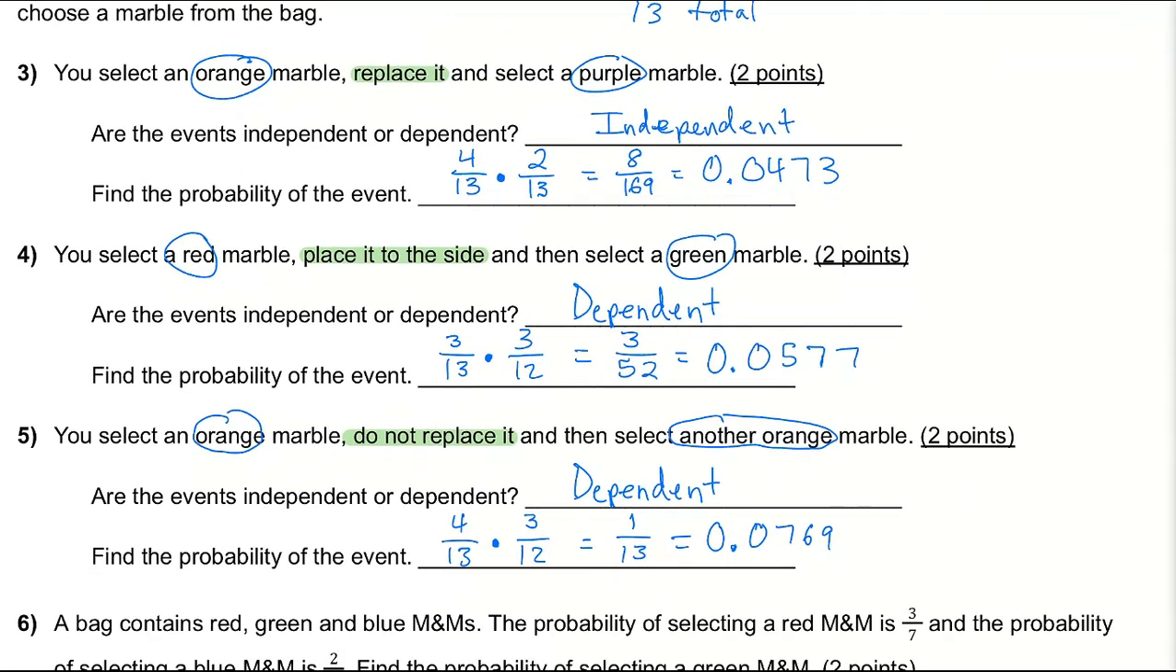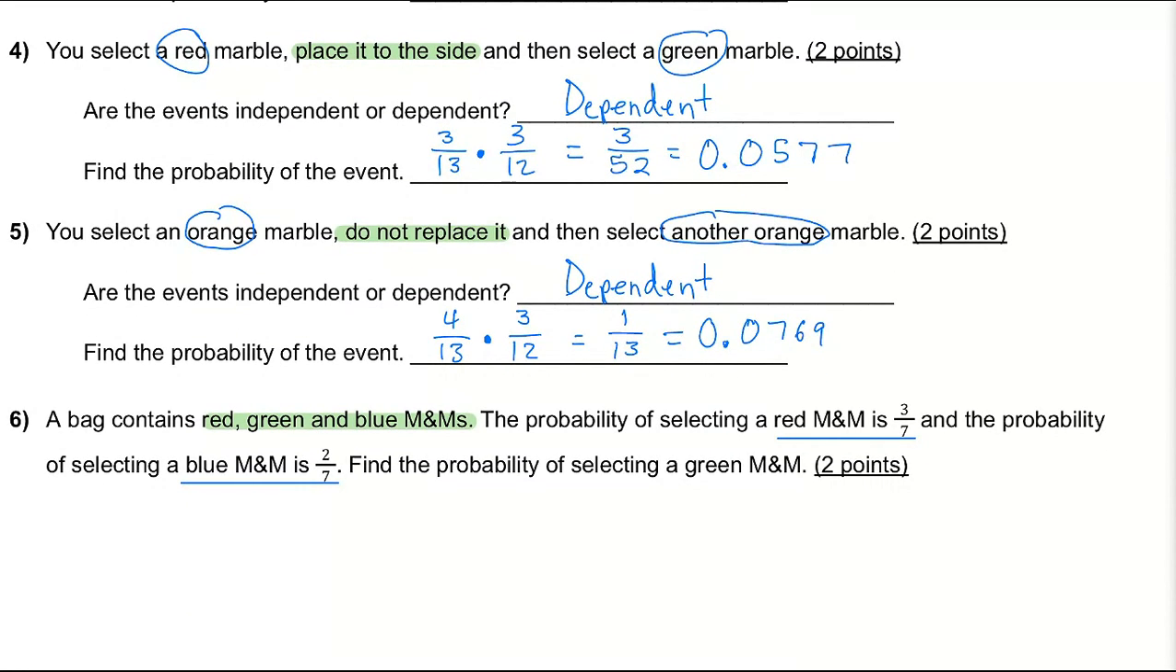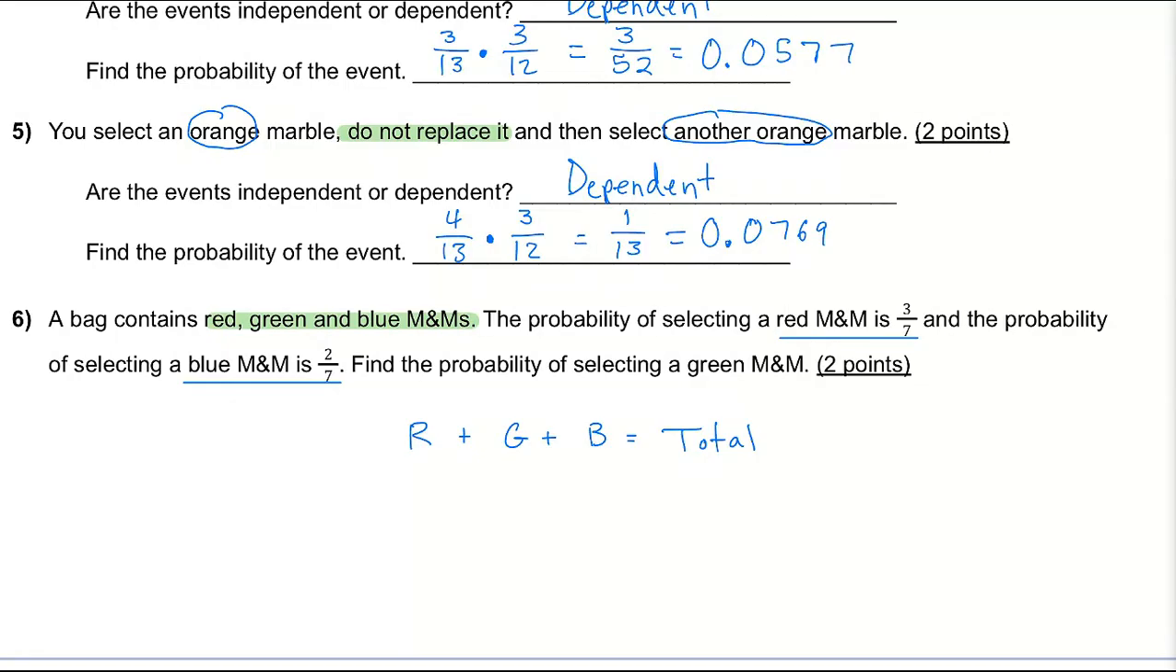Okay. Number 6, a bag contains red, green, and blue M&Ms. The probability of selecting a red M&M is 3/7. The probability of selecting a blue M&M is 2/7. Find the probability of selecting a green M&M. So kind of how I would set this up is red plus green plus blue is going to equal the total. This just kind of makes sense in my head. The red is 3 out of 7. The blue is 2 out of 7. And the total would be 7 out of 7.